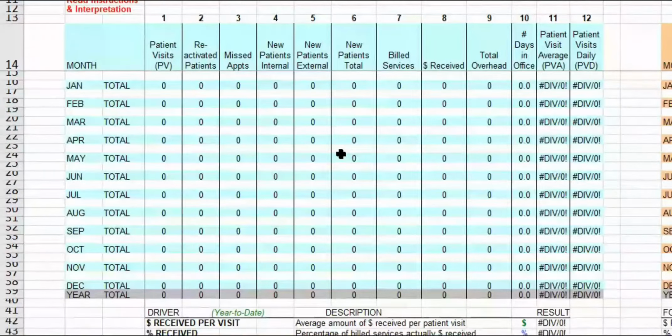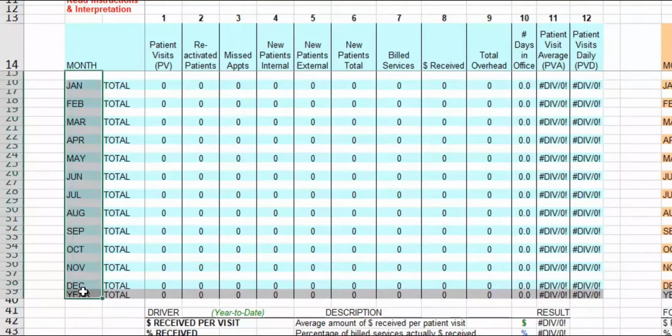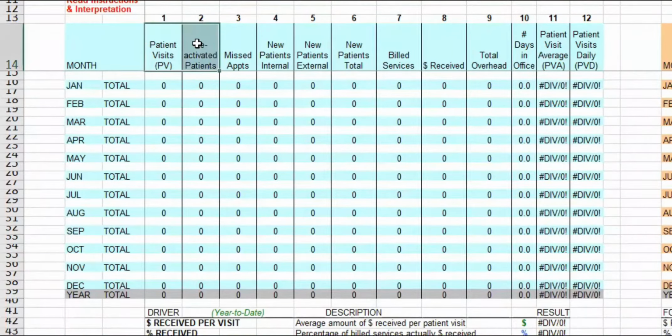Now, we have the blue section over here. And what you're going to see is that this is for the year. It's January, February, March, all the way down through December. So you can see that this is going to be figuring the month-end numbers. We've got the blue section, which is the classic statistics that most of us would keep. Patient visits, reactivated patients, missed appointments, new patients internal, new patients external, and the total number of new patients, and that'll figure it out for you.